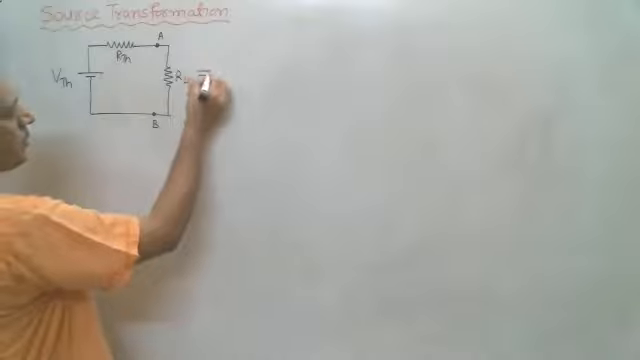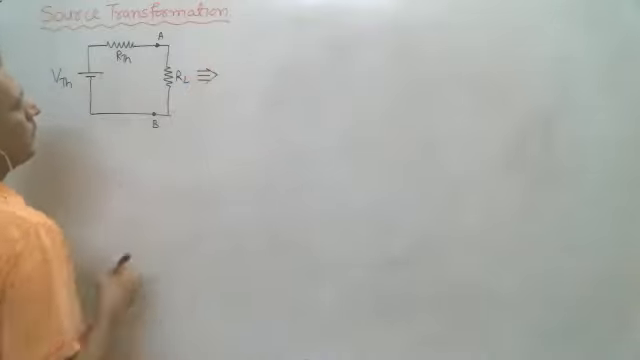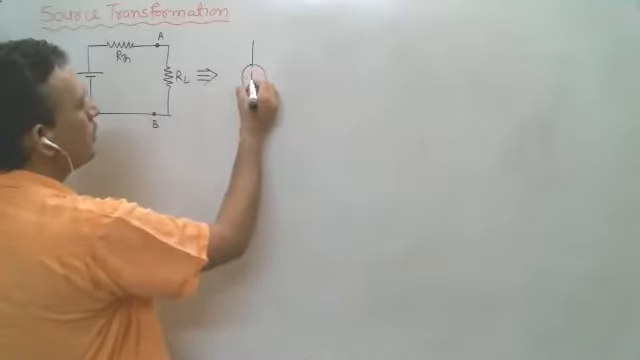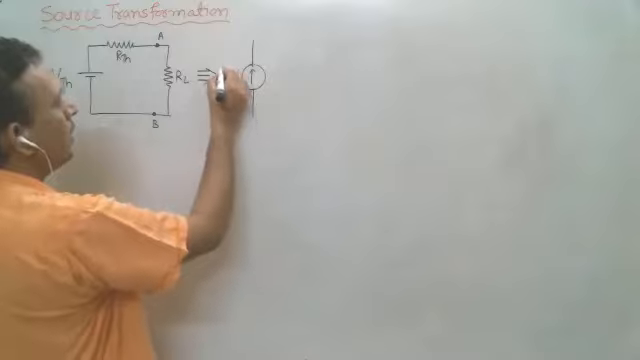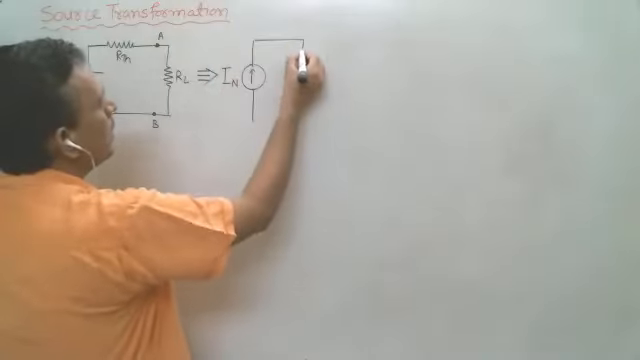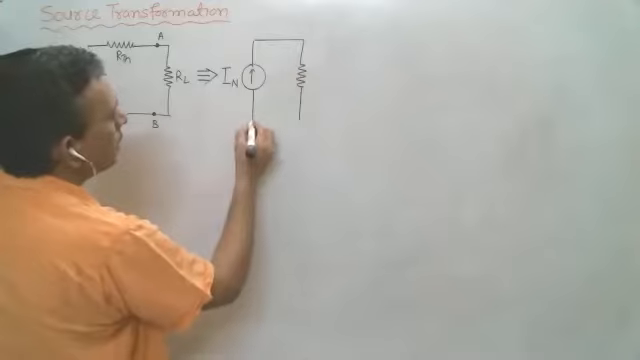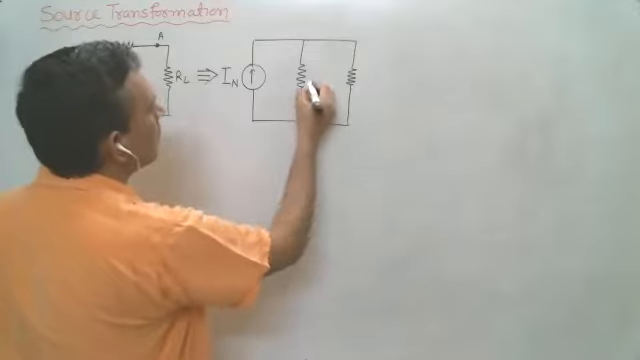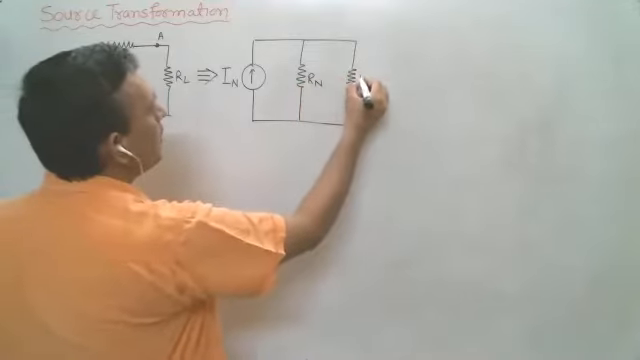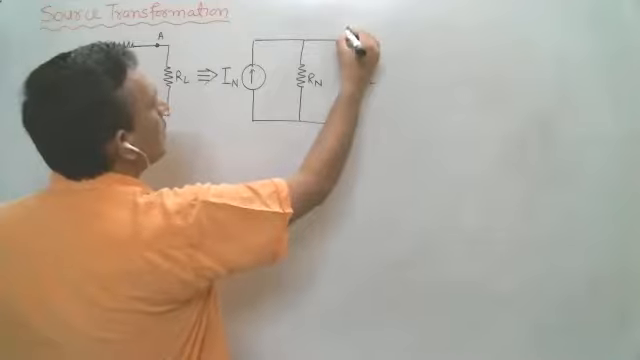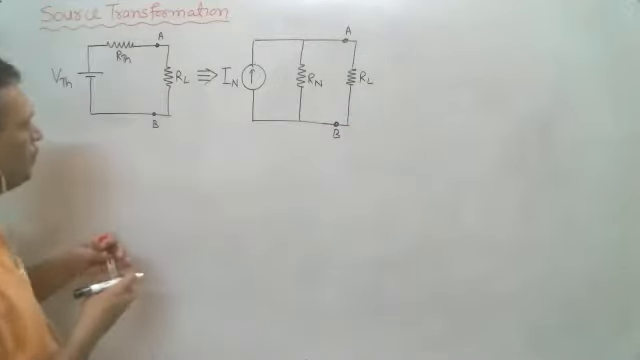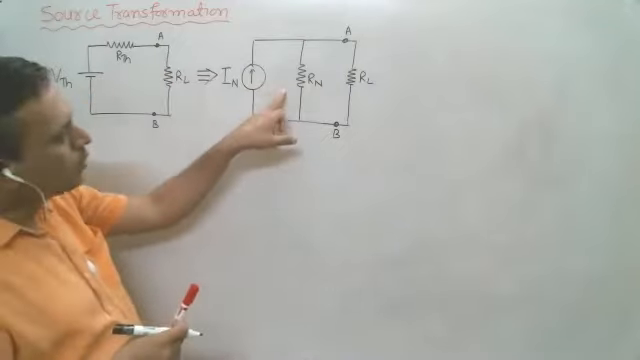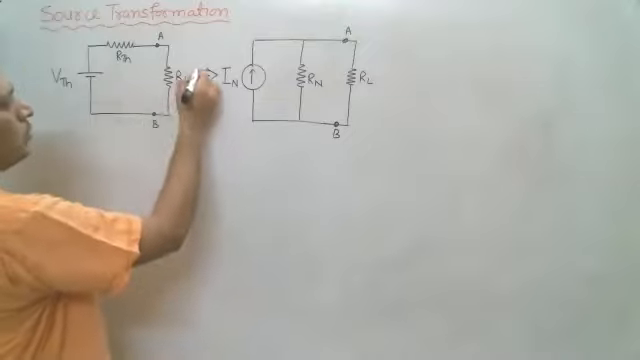So what will be its Norton equivalent? We can convert voltage source into current source. In current source, we have to draw its Norton equivalent. IN, this is RN, and this is the Norton equivalent. So you can convert a voltage source into a current source. You can also convert a current source into voltage source.